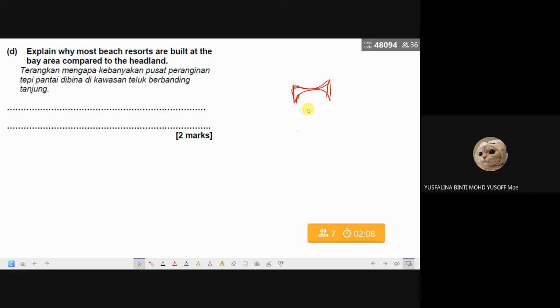So usually 2 marks means 2 sentences. But sometimes they can give 2 marks for 1 sentence. It depends, but normally 2 marks means 2 sentences. So you must have 2 points.